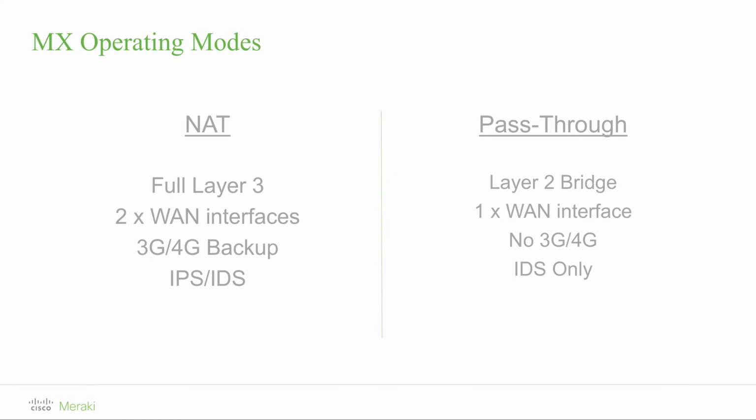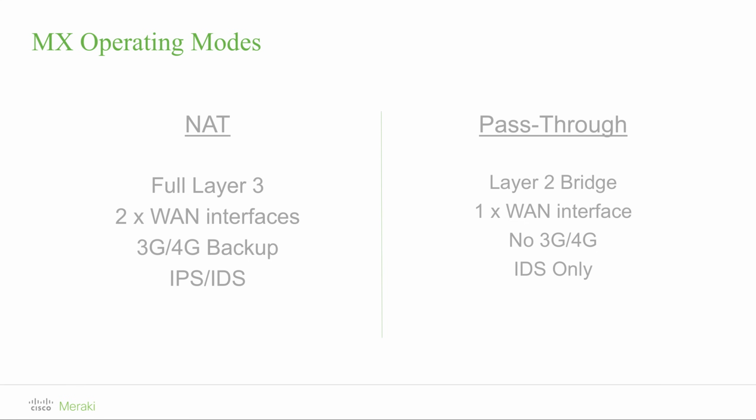Will you be able to configure firewall rules and block traffic, allow traffic? Yes, you will. Will you be able to see the traffic going through, like the users and how much bandwidth they consume, and so on? Yes, you will. But the only difference between pass-through and NAT is that it will not make layer 3 decisions.